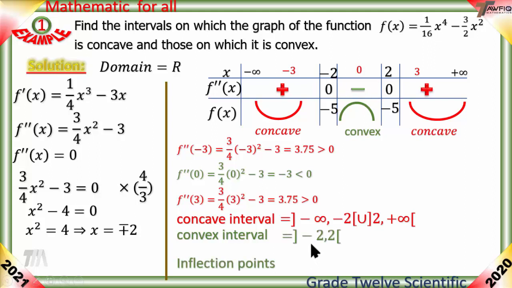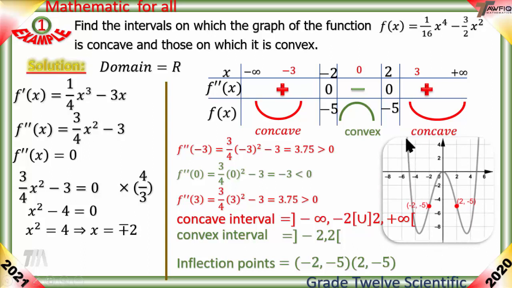And the two points, minus 2 and 2, are the inflection points, as you can see in the graph of this function. You have 2 inflection points, and the function is concave from minus infinity to minus 2, and from 2 to positive infinity, and it is convex on minus 2 to 2.